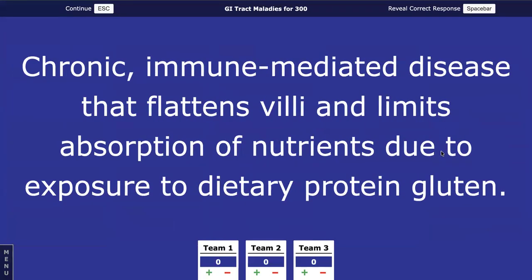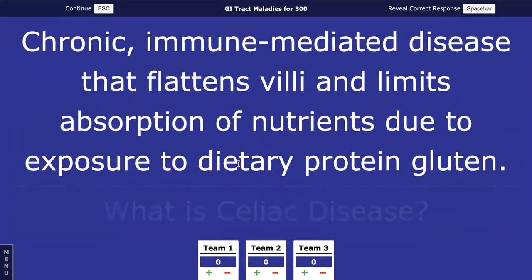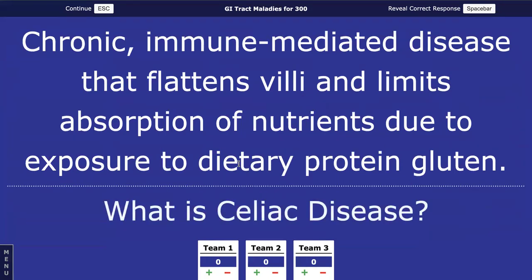Chronic immune mediated disease that flattens villi and limits absorption of nutrients due to exposure to dietary protein gluten. Celiac. Yep. So microvilli is super wavy and curvy because it increases the surface area for absorption. So if someone is exposed to gluten and it flattens their villi, what happens to their absorption?